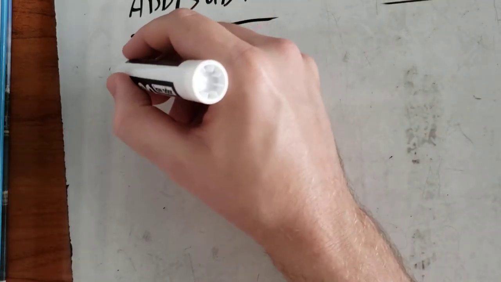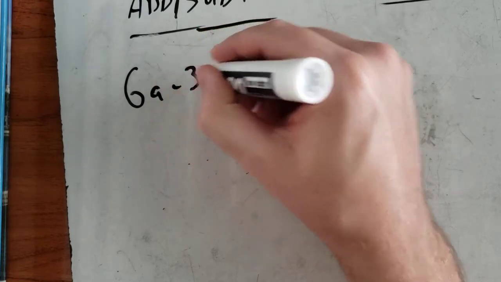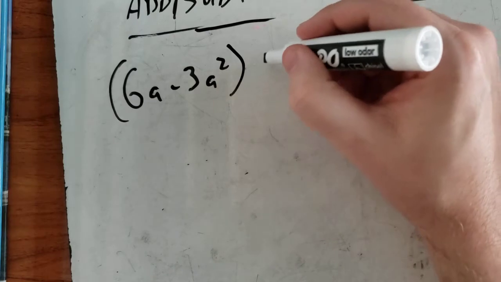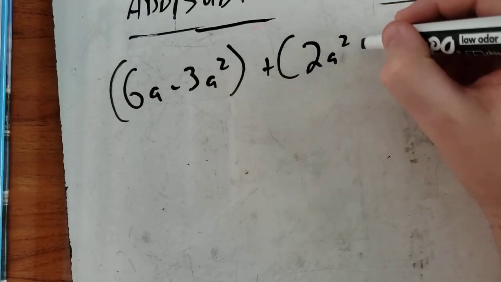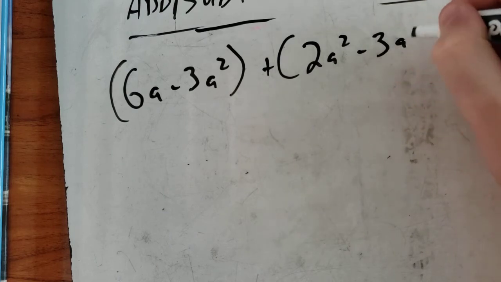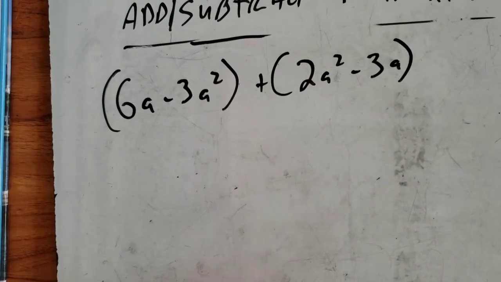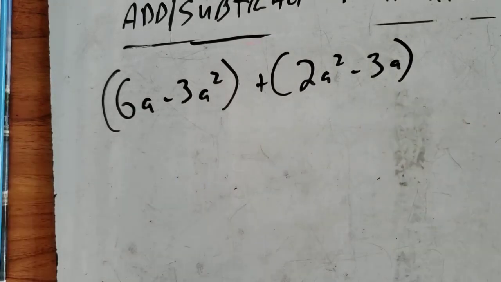Let's do 6a minus 3a squared plus 2a squared minus 3a. Okay. So we have two terms. We have this first one here and the second one here.